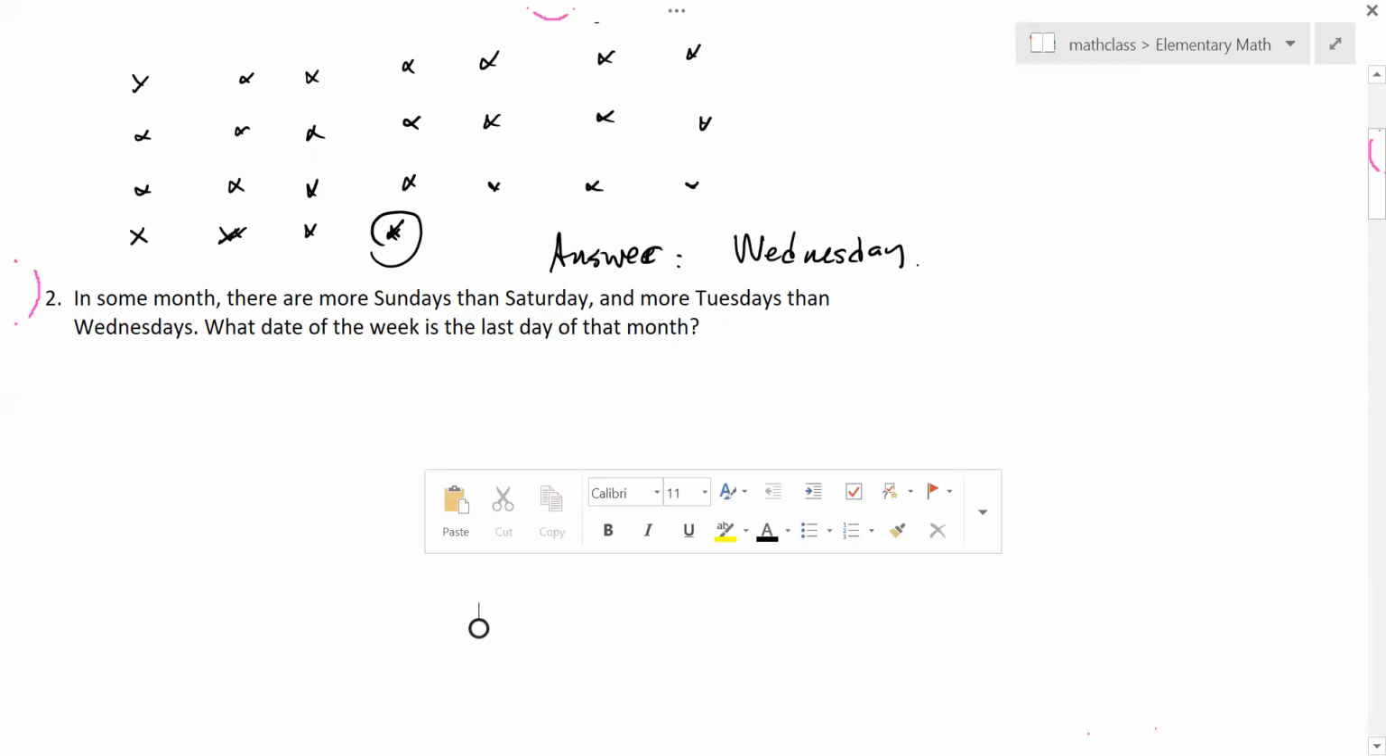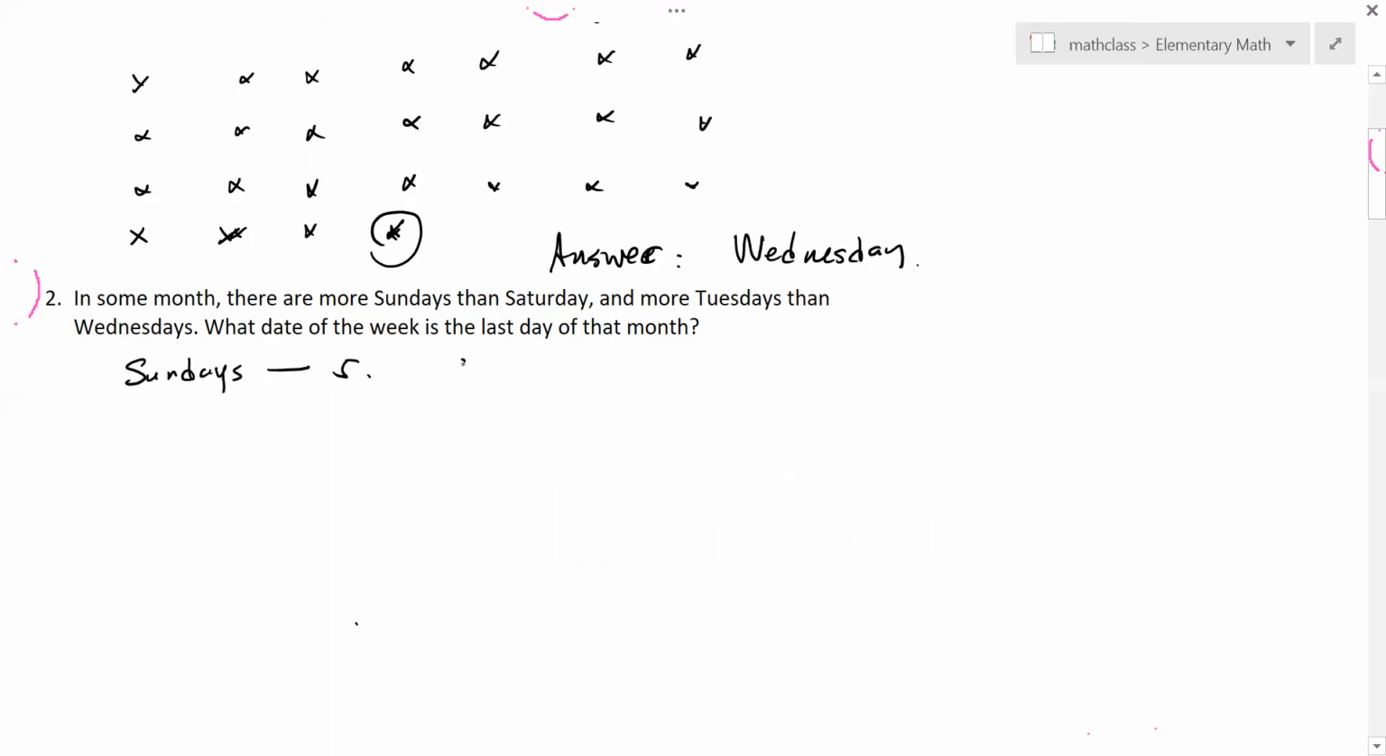Okay, right, so let's work this out. The same reasoning, right? Based on what we have here, there are more Sundays than Saturdays. So for Sundays, you have 5, but Saturdays, you only have 4. More Tuesdays than Wednesdays. So Tuesdays, you have 5, and Wednesdays, you only have 4. What day of the week is the last day of the month?